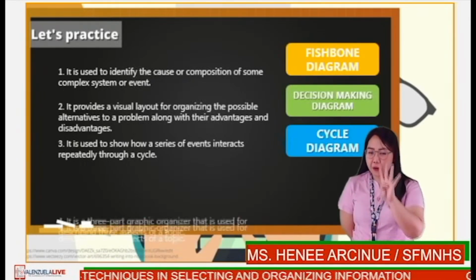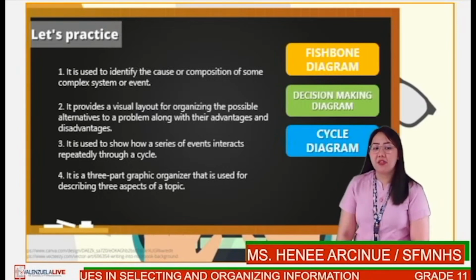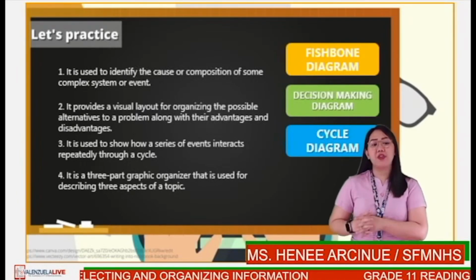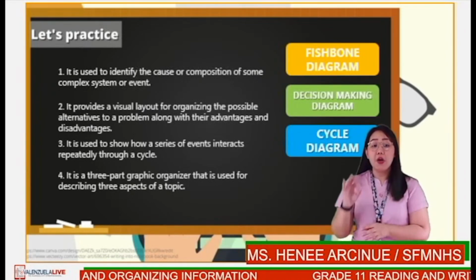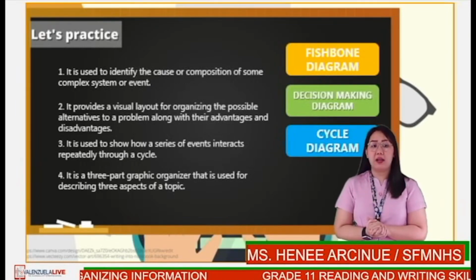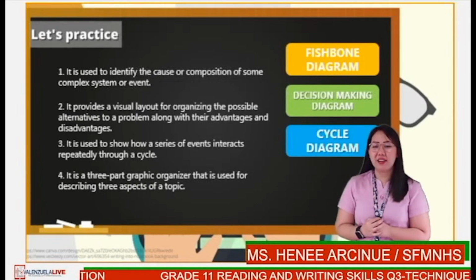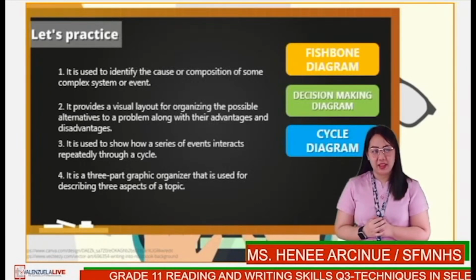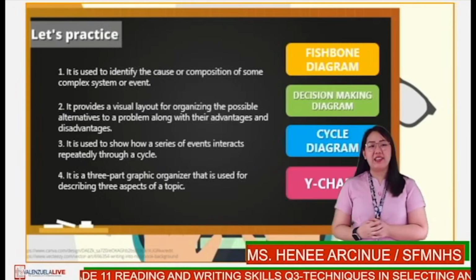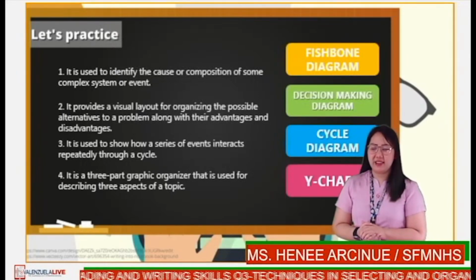And lastly, for number 4, it is a three-part graphic organizer that is used for describing three aspects of a topic. Comment your answers in our comment box. Very good, students. It is the Y chart.